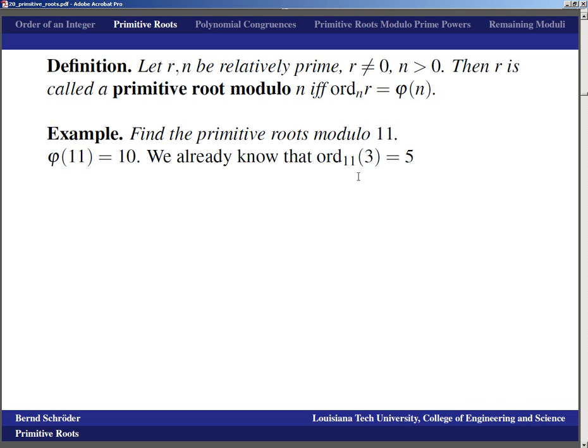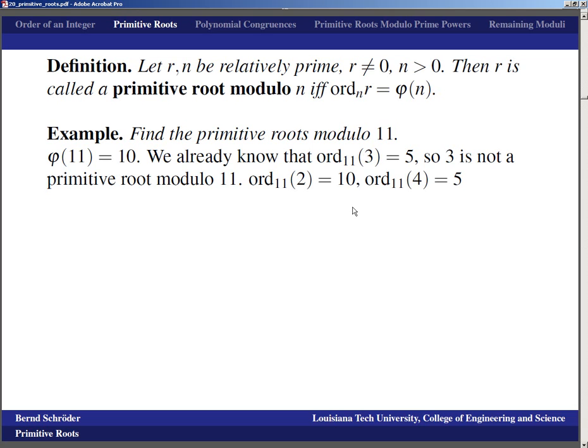Okay, so we already know from a previous example that the order of 3 is 5, and that means that 3 is not a primitive root modulo 11. Now the order of 2 is 10. Let's work that out. 2 times 2 is 4, times 2 is 8, times 2 is 16, which is 5, times 2 is 10, and that gives us that 2 to the 5th is 10. That means that the order of 2 is at least 5, and the only other number greater than 5 that divides 10 is 10, so the order of 2 modulo 11 is 10.